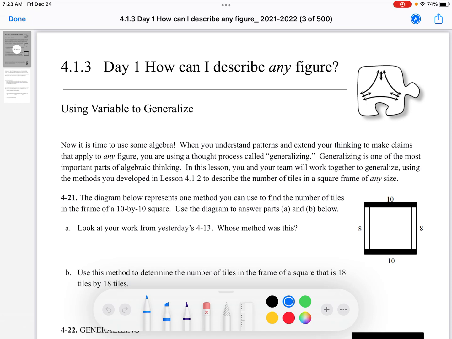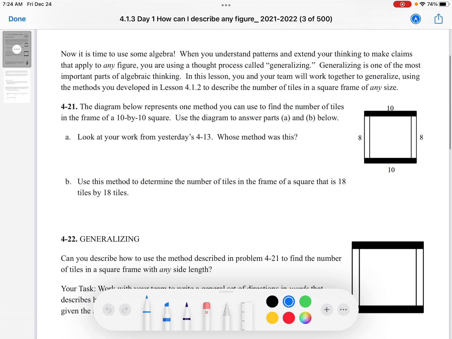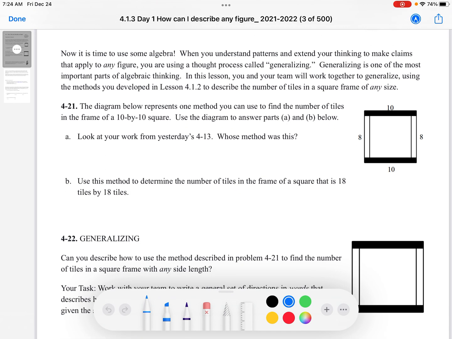Okay, 4-13, day one. How can we describe any figure? We're going to use variables. It should say, I think, use variables to generalize. Now it's time to do some algebra stuff, right? When we understand patterns and extend our thinking to make claims that apply to any figure, we are using a thought process called generalizing. Generalizing is one of the most important parts of algebraic thinking.